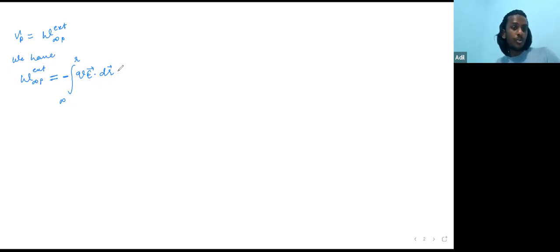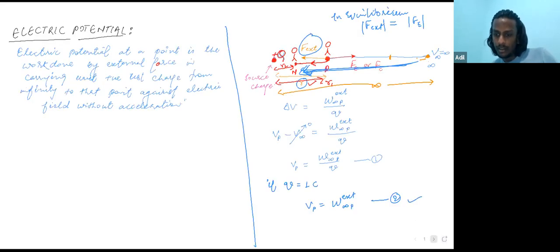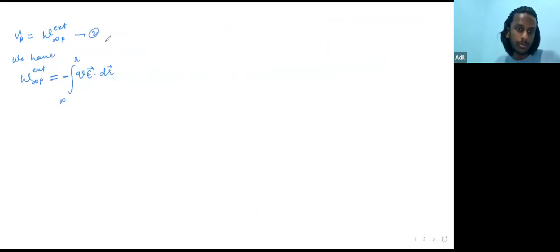This is your minus of Q E dot dr. Now, I think this is your equation number 2, right? Yes. This is equation number 2, and we can call this equation number 3. Now put this value in equation 2. Put 3, sorry, put 3 in equation 2.